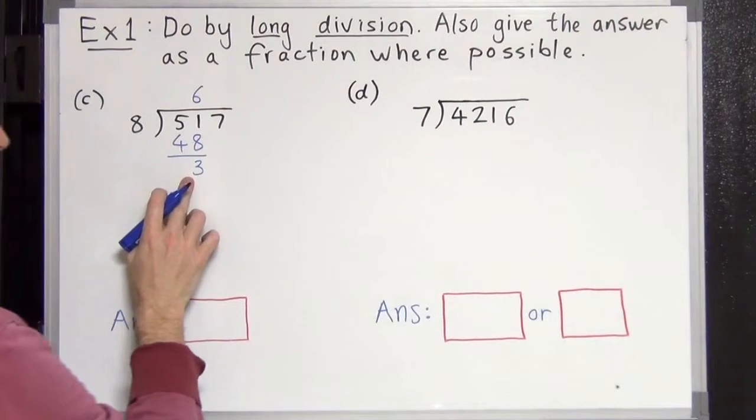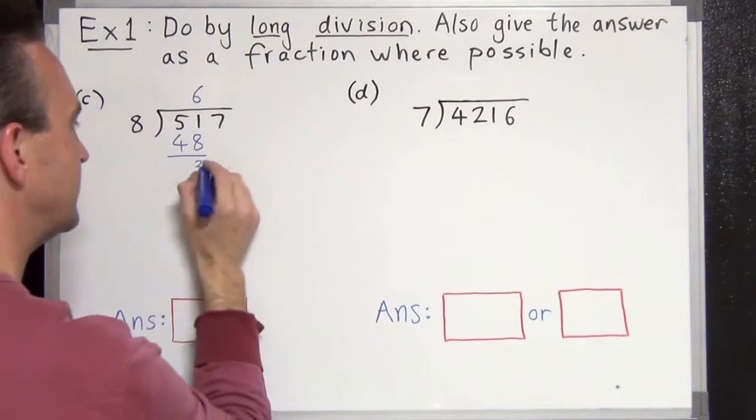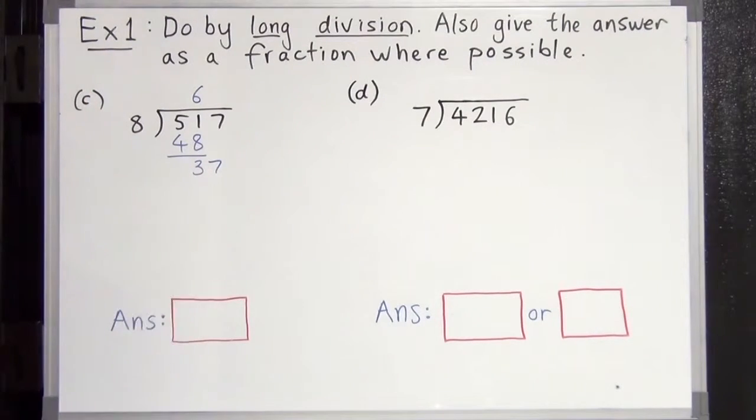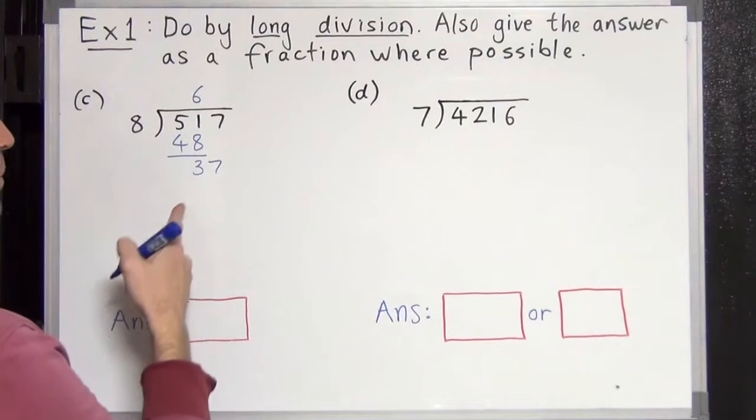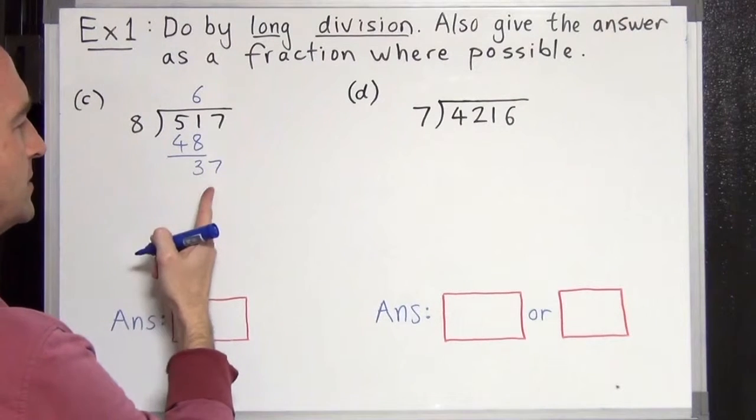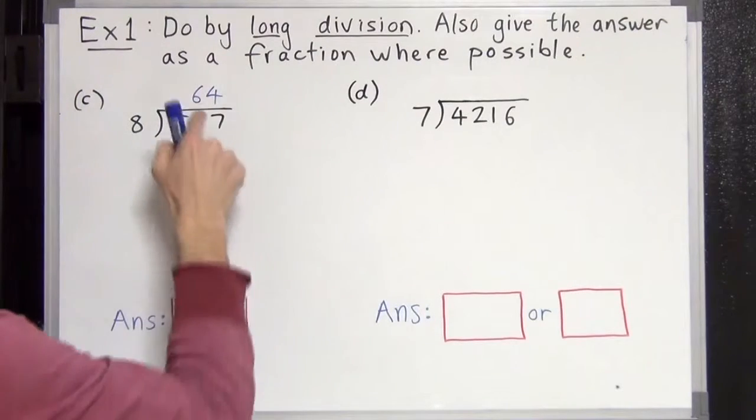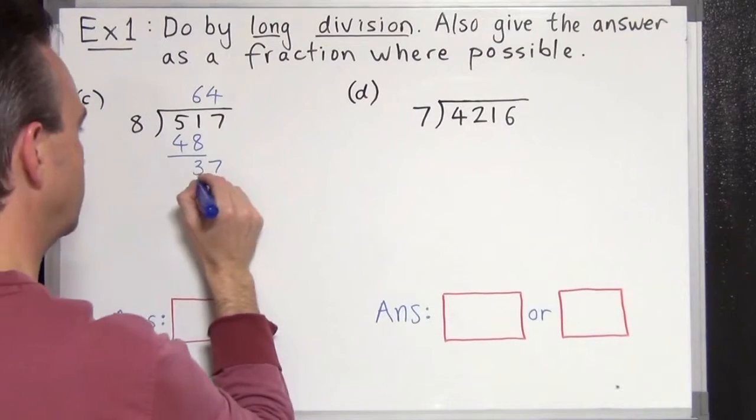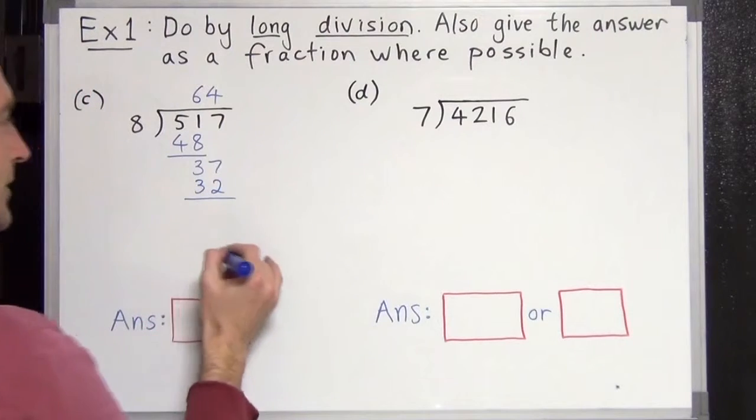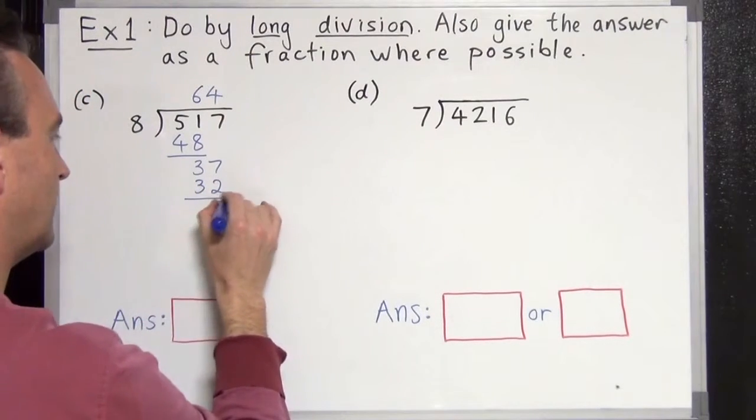Does 8 go into 3? No, as it should not. Bring down the 7. 8 into 37. 8 4s are 32. 8 5s are 40, which is too big. So 8 4s are 32. Multiply back. 4 times 8 is 32. And subtract again. 37 minus 32 is 5.